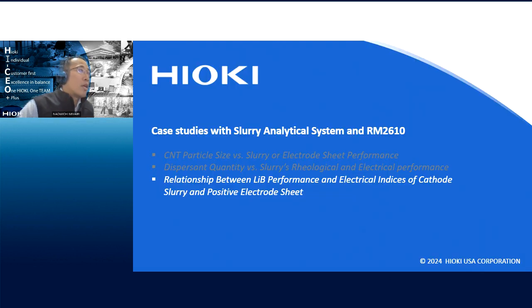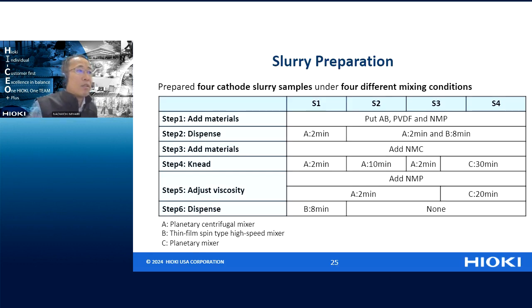And lastly, I'm going to introduce a case study about the relationship between lithium-ion battery performance and the electrical indices of cathode slurry and the positive electrode sheet. So we prepared 4 kinds of cathode slurry samples under 4 different mixing conditions.